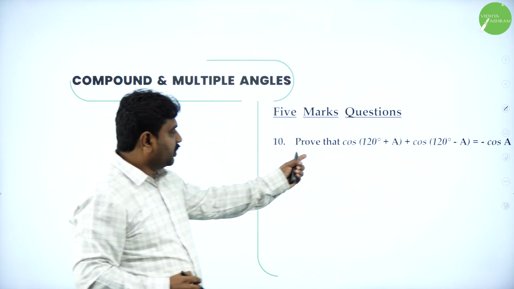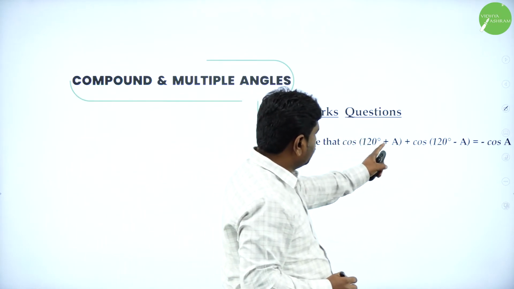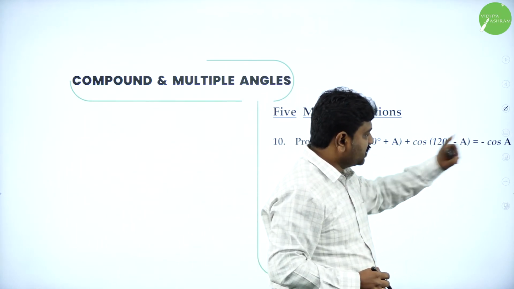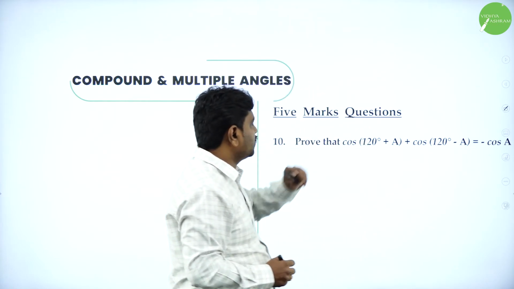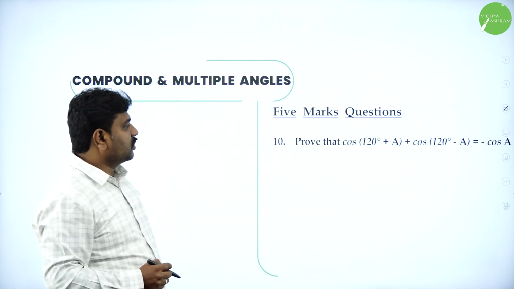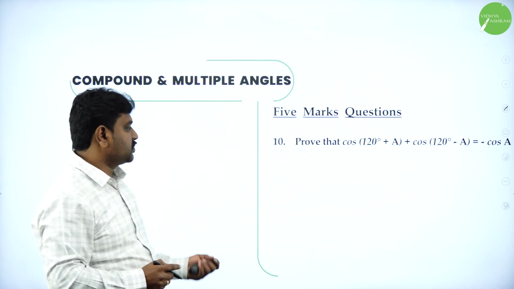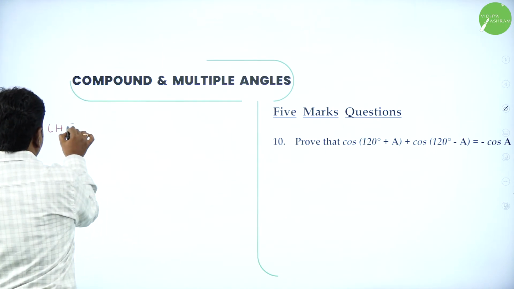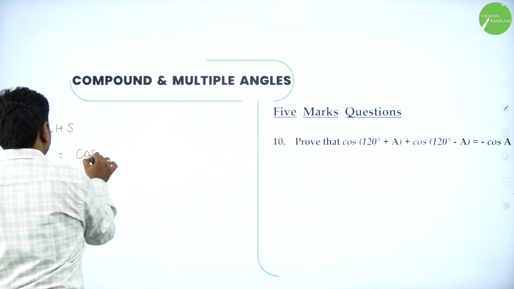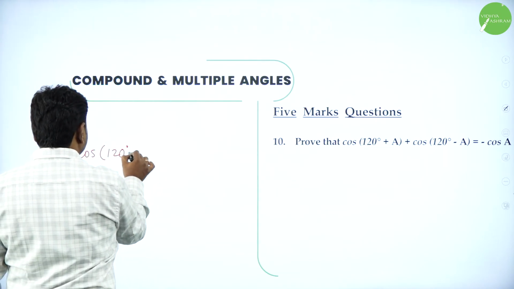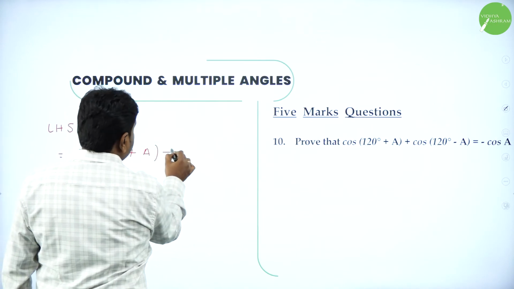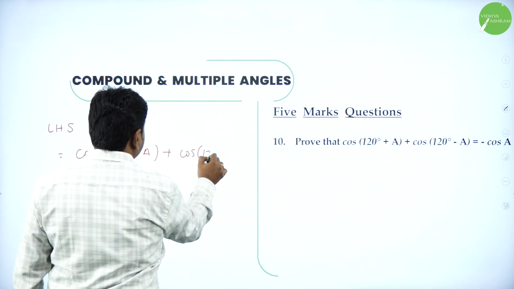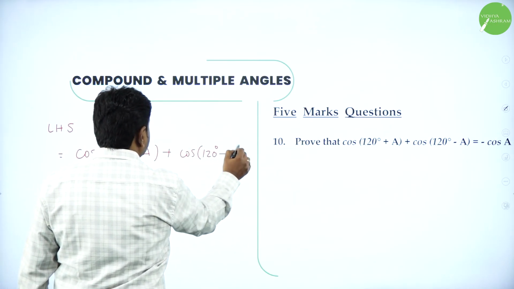Then they want you to prove cos 120 plus A plus cos 120 minus A is equal to minus cos A. These are the proofs. So now cos of A plus B, cos of A minus B formula if you use. So we'll take LHS. What is LHS? Cos of 120 degrees plus A plus cos of 120 minus A. This is given. Now use the formula.